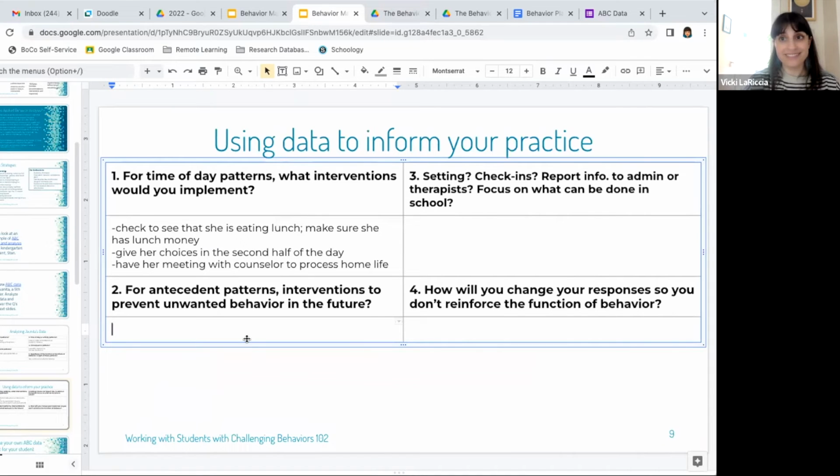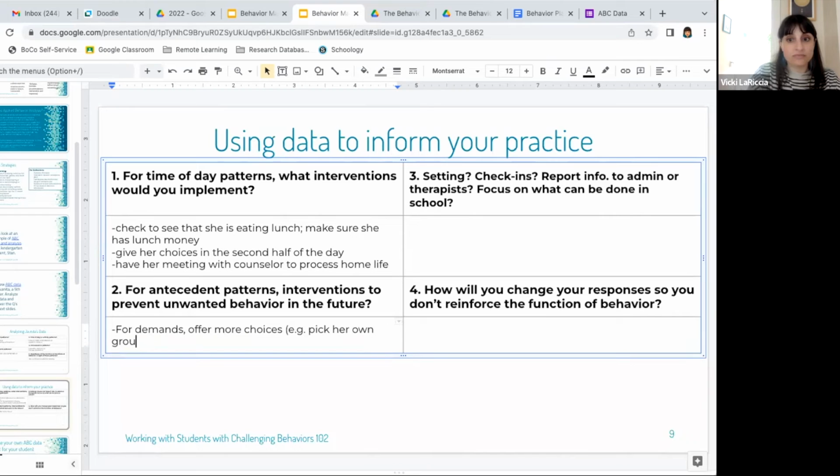I have a student like this. Yeah, offer more choices, someone wrote. Someone wrote, allow her to pick the group she wants to work with. That can be an example of a choice. Okay. I'm just going to move on because I am starting to fade a bit and I know my limits here.